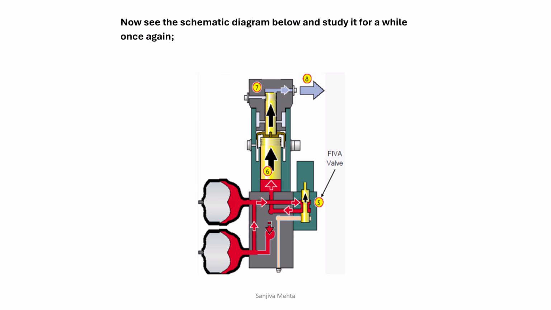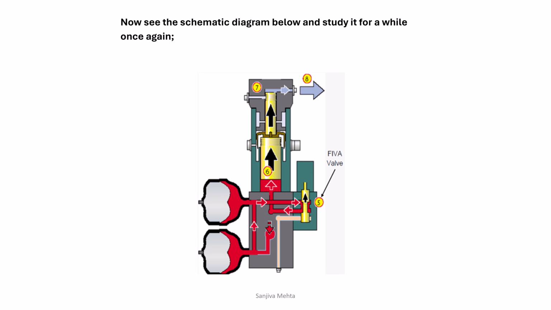Now see the schematic diagram. Study it for a while again. Now the time has come for the injection for the particular unit. So the signal has come and the FIVA has moved accordingly, as decided by the ECU, which assigned this duty and sent the respective signal to the FIVA valve. So the FIVA valve has moved upward.